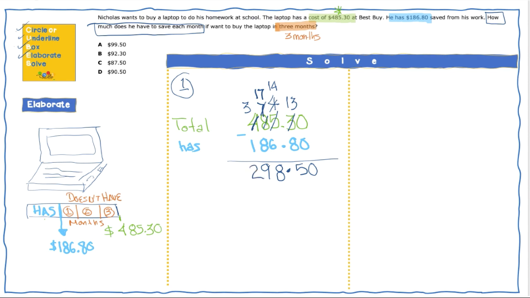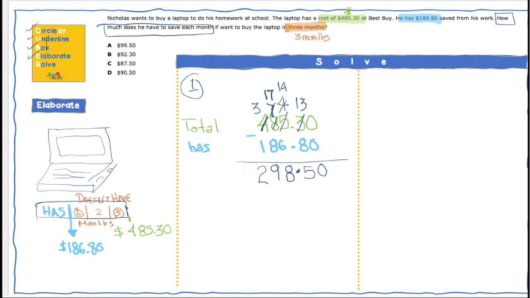So the money that I have to get together in 3 months will be 298 and 50 cents. Then it means that this 298 and 50 cents is the money that we have to get in these 3 months.